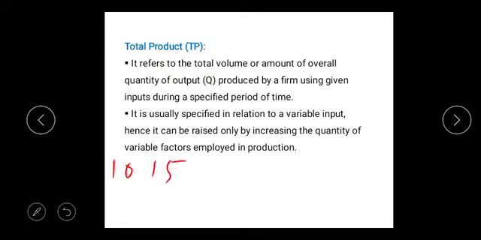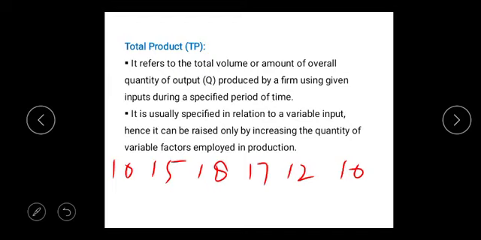15, 18, 17, 12 and 10, that is 10 units of output are being produced by employing 1 unit of labor along with some fixed amount of capital. 15 units of output are being produced by employing 2 units of labor. 18 units of output are being produced by employing 3 units of labor, and so on.